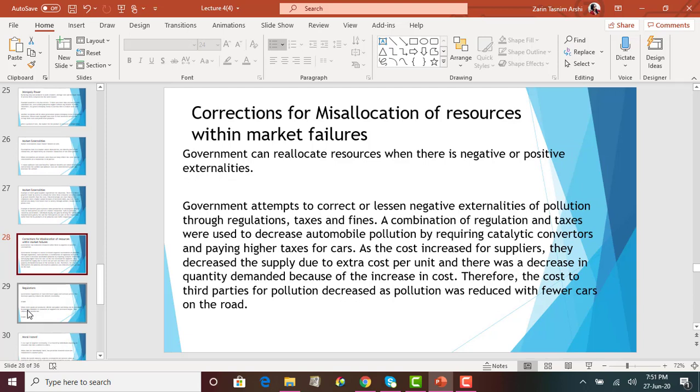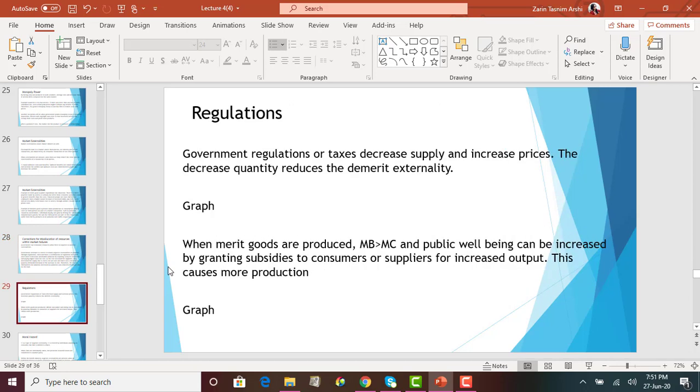Okay, now government has regulations that they can use to correct these. Government can correct negative externalities through regulations and taxes and fines. On the other hand, government can increase positive externalities through grants and subsidies. Okay, because positive externality is good for the society, so government can increase this through subsidies or providing more financial aid or grants. In case of negative externalities, they can decrease it through regulation, taxes and fines. Now government regulations or taxes decrease supply and increase prices. The decreased quantity reduces the demerit externality.